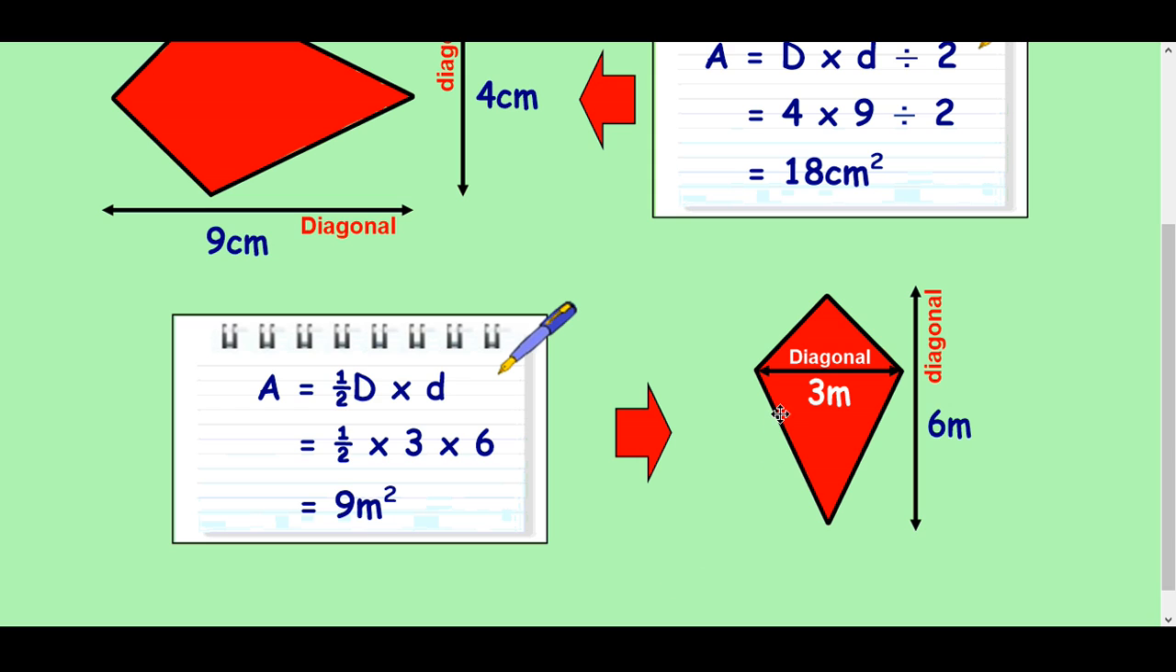So the diagonals are across the middle of the shape from corner point to corner point, and the rhombus and the kite, handily enough, have the same formula for the area. Please remember to put the correct units in. It's always metres squared or centimetres squared or millimetres squared.